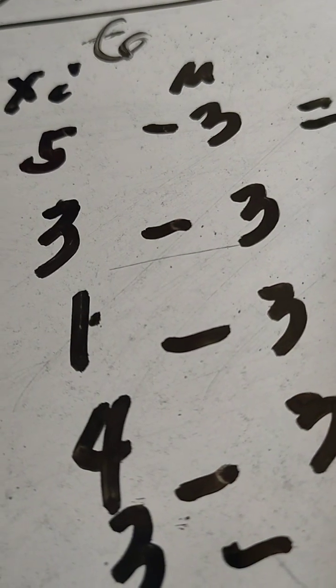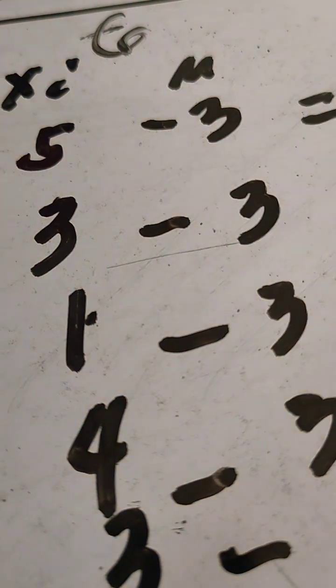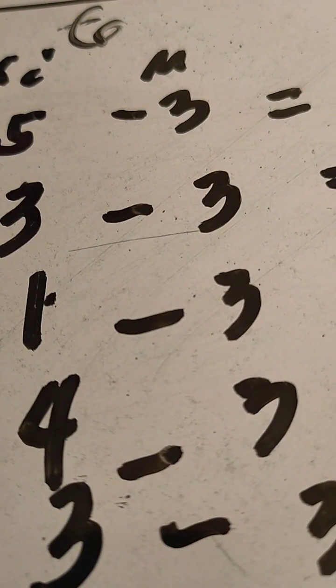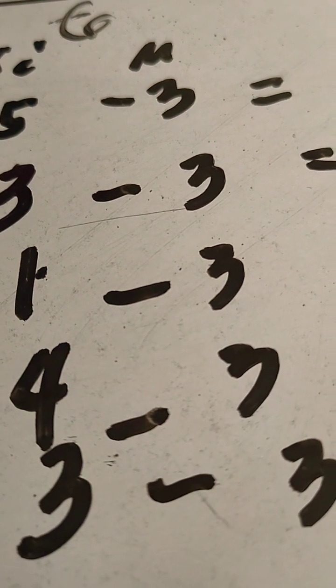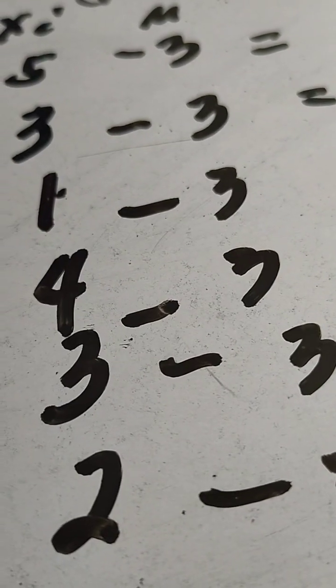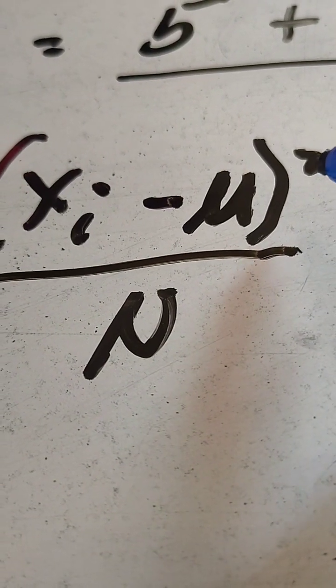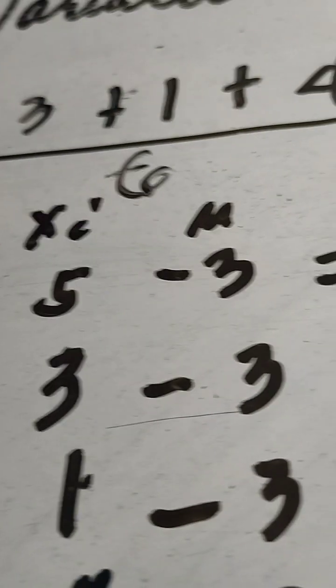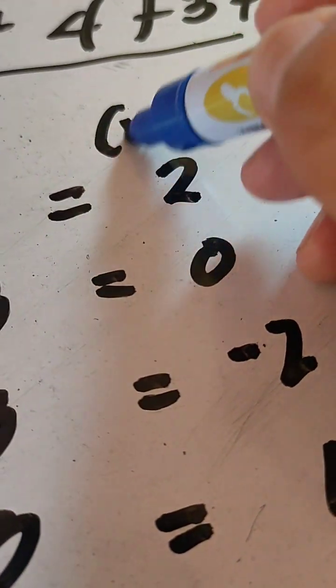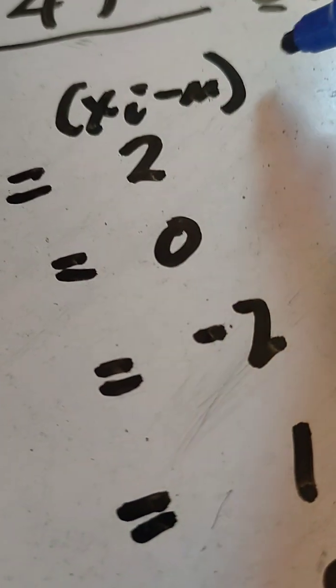That is 5 minus 3 is 2. 3 minus 3 is 0. 1 minus 3 is negative 2. And 4 minus 3 is 1, 3 minus 3 is 0, and 2 minus 3 is negative 1. Since this formula asks us to square the difference, we square this one. This is x sub i minus mu, and here we are going to square it, x sub i minus mu squared.